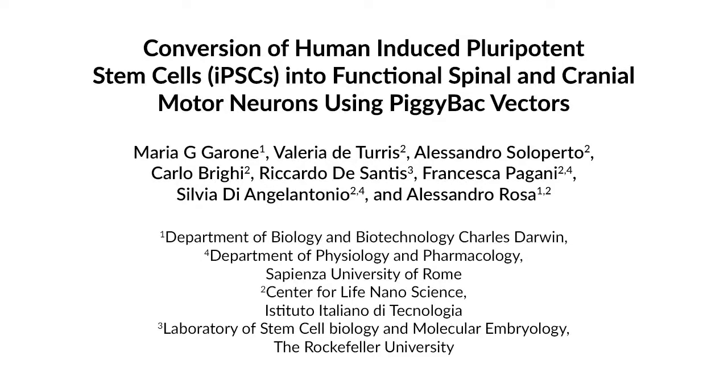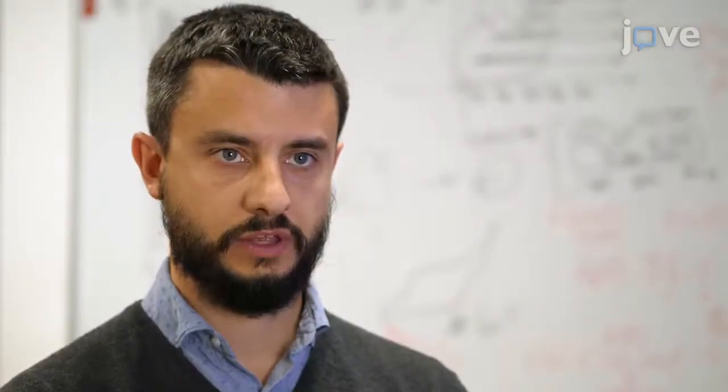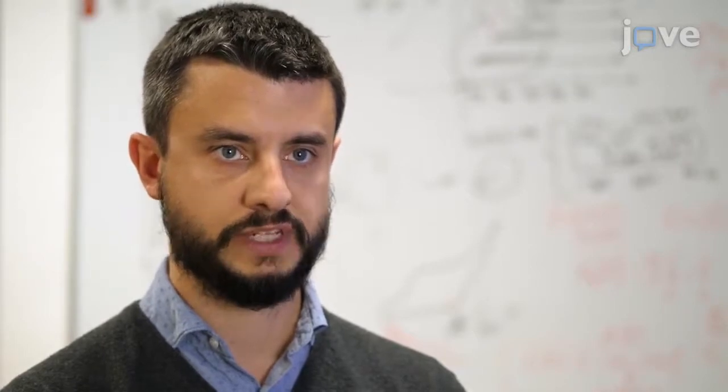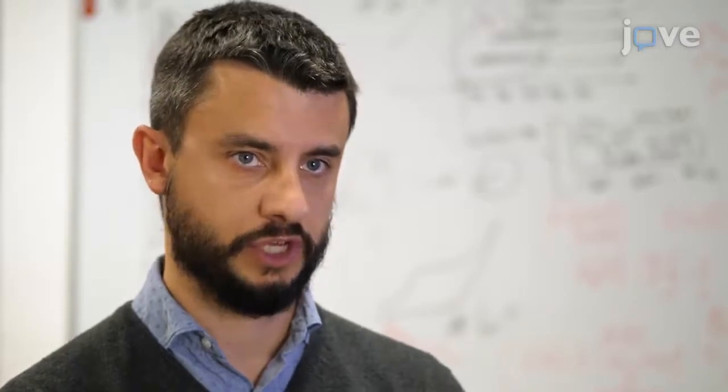The possibility of generating different subtypes of motor neurons is particularly relevant for modeling motor neuron diseases such as amyotrophic lateral sclerosis. This method allows the acquisition of cell populations that are highly enriched for motor neurons with a spinal or a cranial identity in a short time frame and without a purification step.